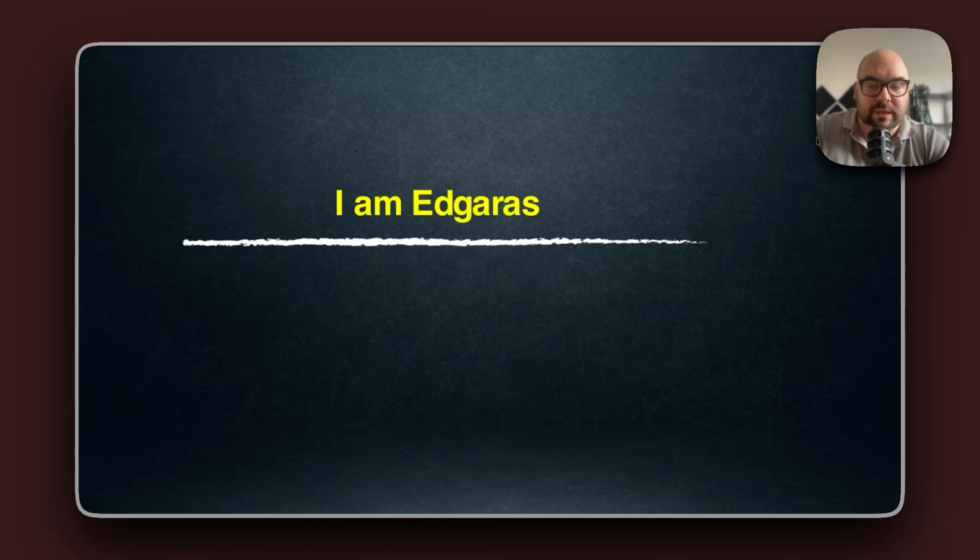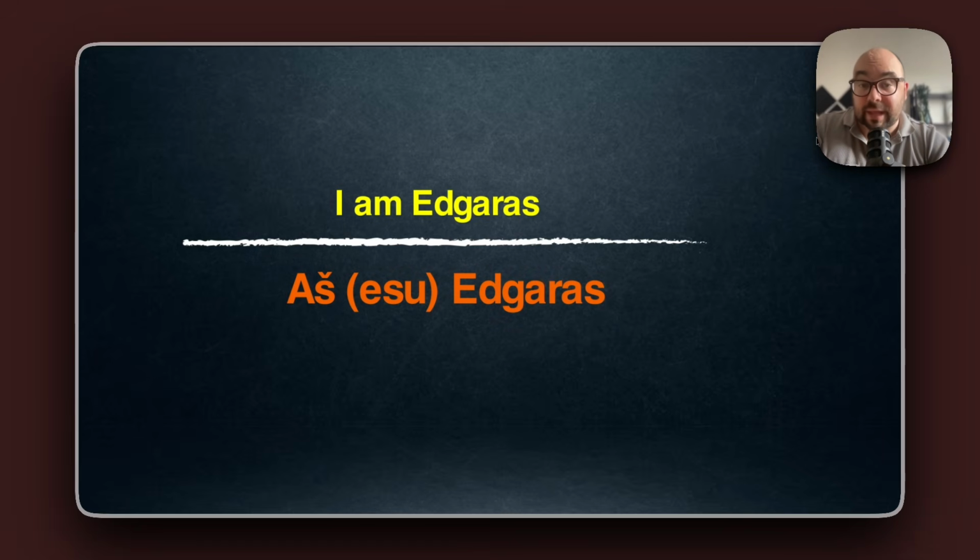Simply by saying I am, aš Edgaras. Now, in spoken Lithuanian especially, we tend to omit the verb to be whenever we can. You would just simply say aš Edgaras. You could say aš esu Edgaras, or you can say aš Edgaras. Both of these work. I'm just telling you the most common way a native speaker would speak. So I am Edgaras, aš esu Edgaras, or just simply aš Edgaras.